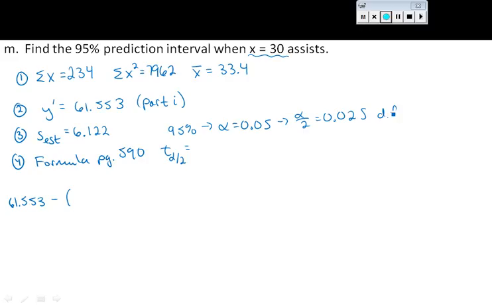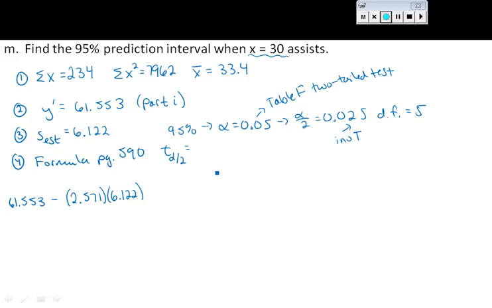Degrees of freedom, n minus 2. If you're using the table F, use the row for two-tailed test. Keep alpha at 0.05. If you're using the calculator, the INVT, you need to use alpha 0.025. You need the alpha over 2. So we end up with t sub alpha over 2 is 2.571. Standard error of the estimate, 6.122.